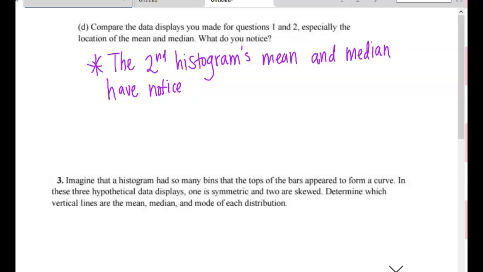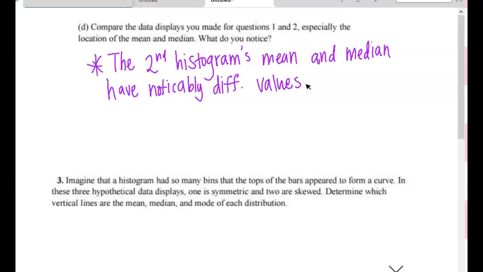Remember on the back pages, sometimes I don't know how to spell. Noticeably different, right? Compared to the first histogram, they were very close, right? Like 0.05. Whereas the second one, it was not, it was way off, 1 point something. Okay. Now, the third one.